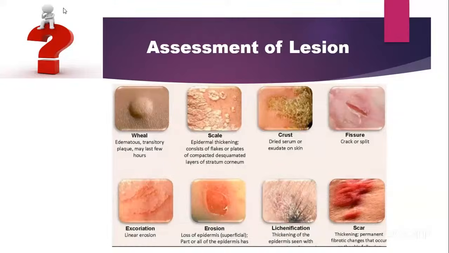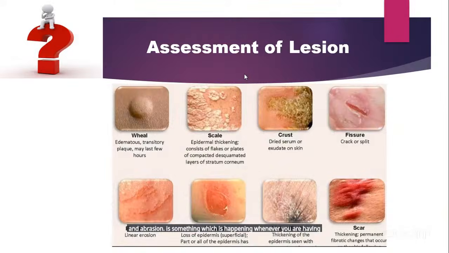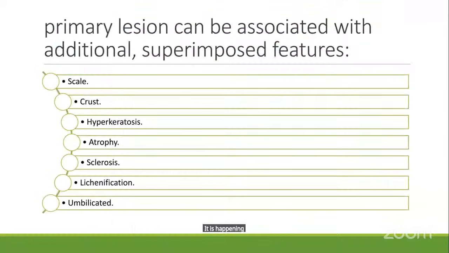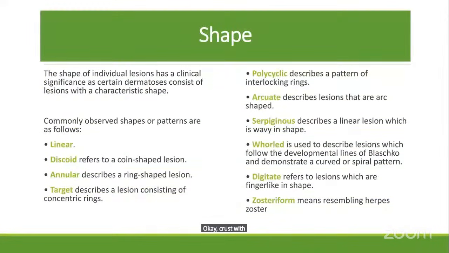And abrasion is something which happens whenever you have an exposure during accidents; your skin is losing. Here, it will be due to some skin disease itself. It is called excoriation. There's a difference between excoriation and abrasion. Abrasion is due to pressure, whenever you are skidding out from the bike. Abrasion is happening on your skin. Clear? So these will be interlinked also. Okay, crust with hyperkeratosis will be here. Clear or not? Next, we can move forward.